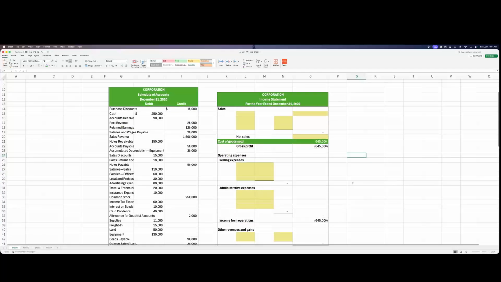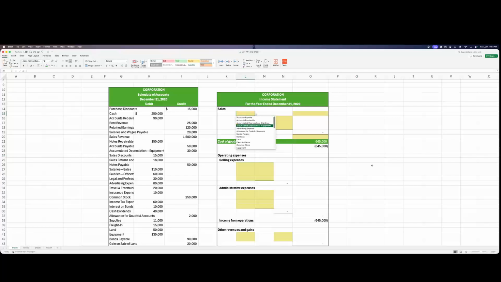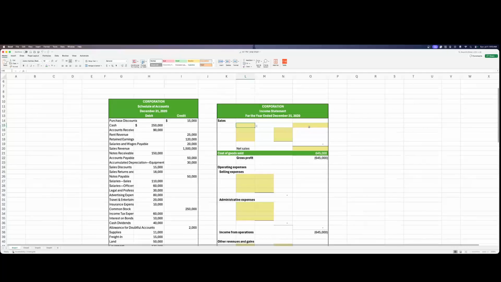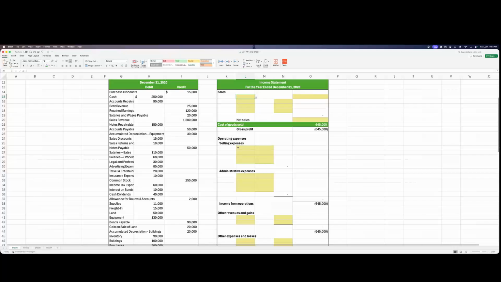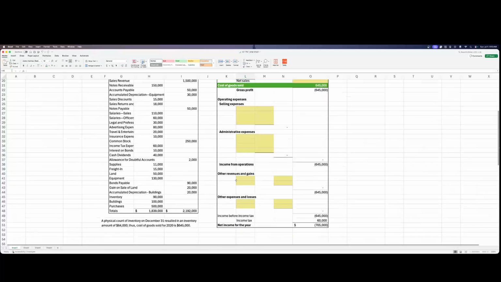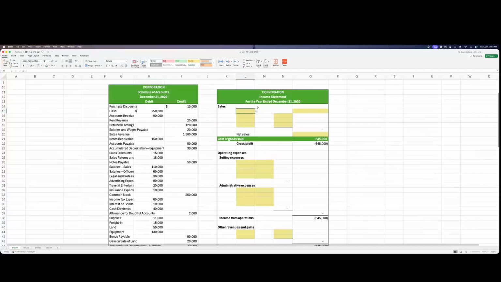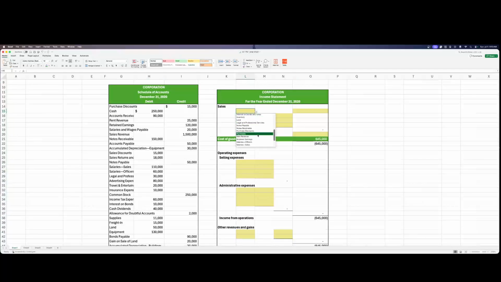So like this income statement essentially, well, it's going to be made up of several things. It's going to be the sales, okay, cost of goods, then the operating expenses, selling expenses, administrative expenses, and then the other revenues, gains, and expenses. So like first off, you're going to have sales revenue. Okay, so like we can see the sales revenue is 1,500,000.